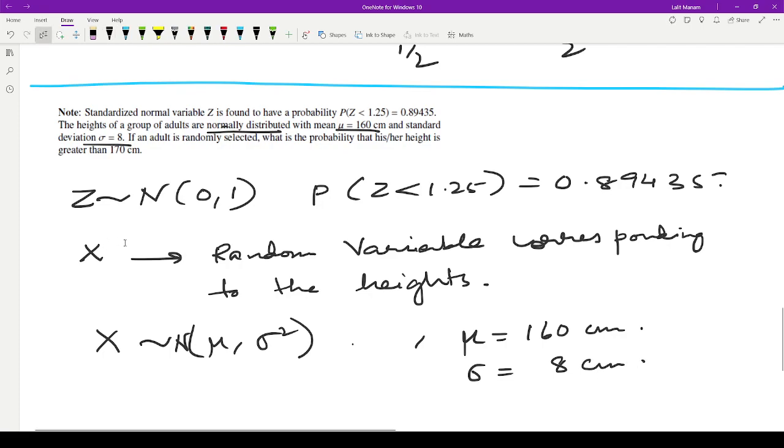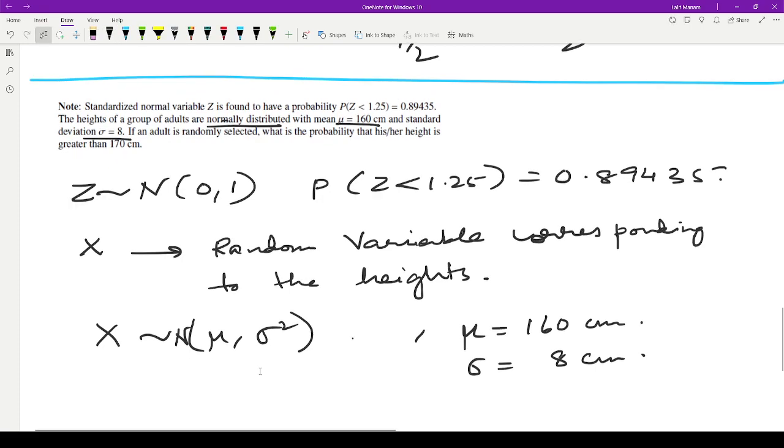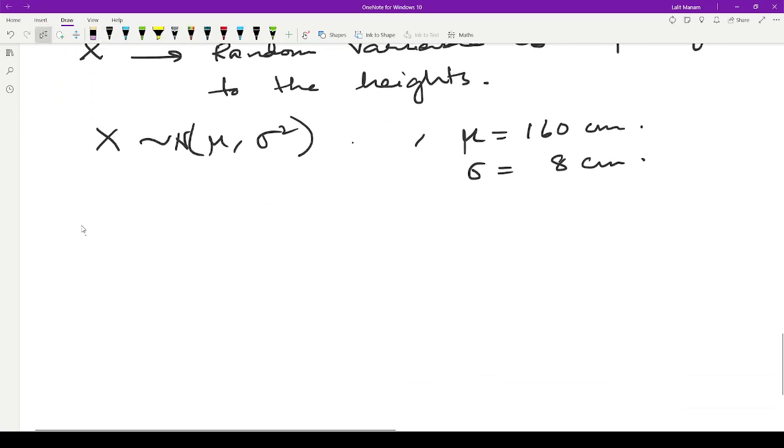Okay. So if we now select an adult randomly, randomly meaning in this case with the distribution given here, mu and sigma square of the Gaussian random variable, what is the probability that his or her height is greater than 170 centimeters? So our ultimate aim is to find the probability that X is greater than 170 centimeters.